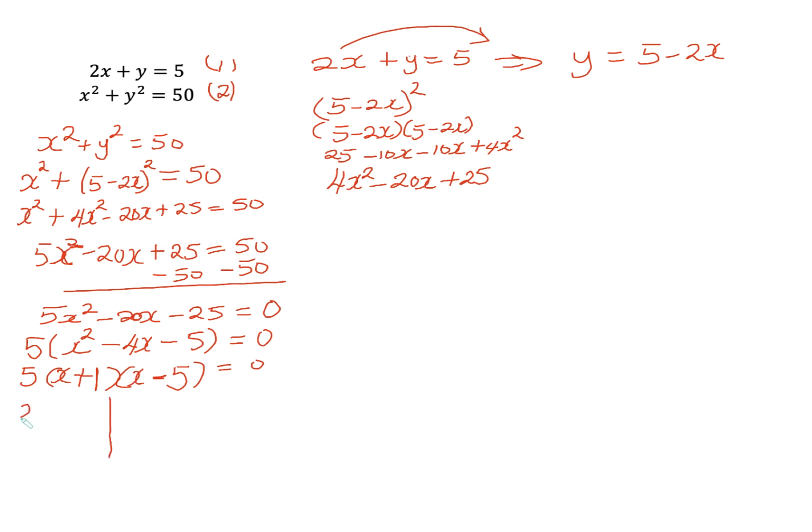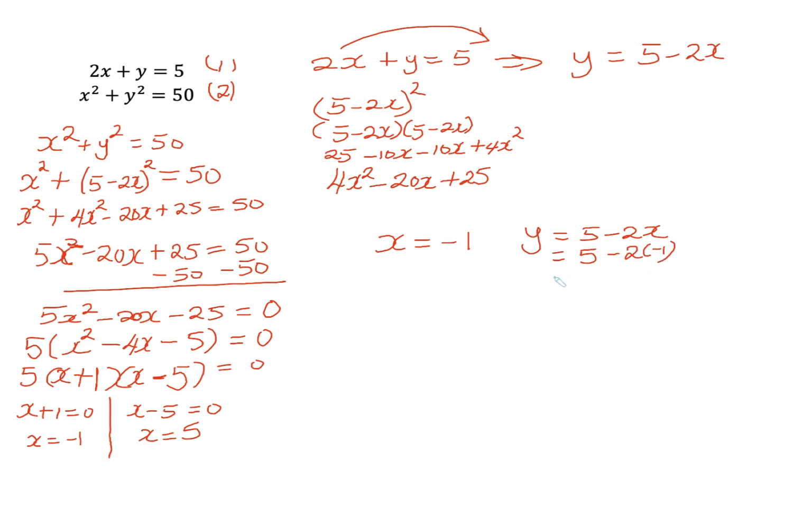Okay, let's solve. x plus 1 equals 0, which means x has a value of negative 1. And I have x minus 5 equals 0, which means x has a value of positive 5. So now we have to find the corresponding y values. When x is negative 1, the y value, which we're going to get from here, y equals 5 minus 2x. So this will be 5 minus 2 times negative 1. So I have 5 plus 2, which will give me 7. So when x is negative 1, y has a value of positive 7.